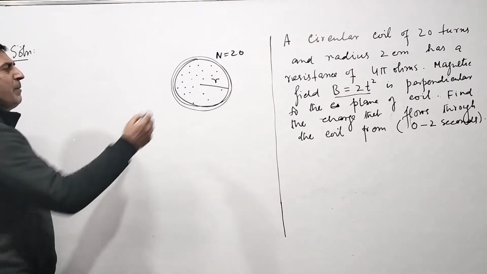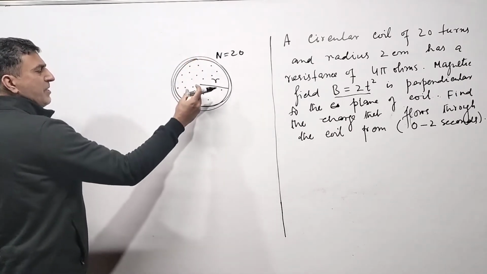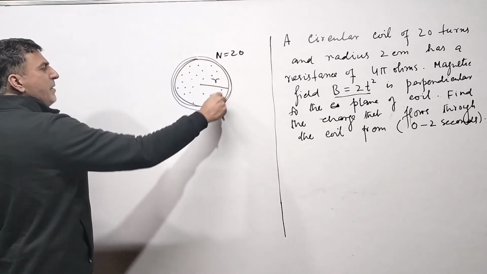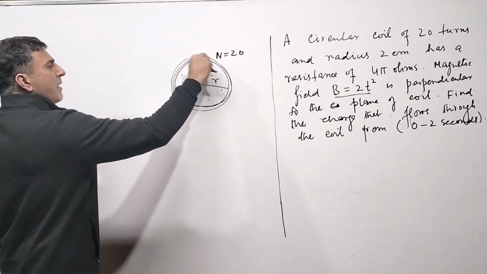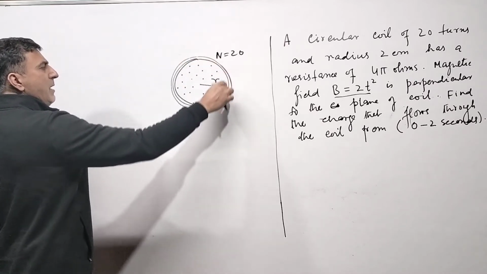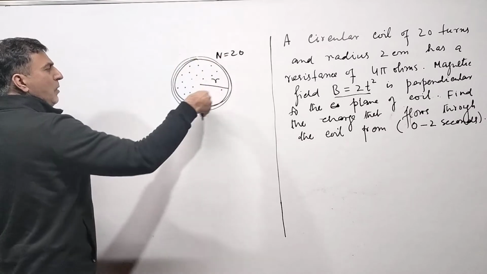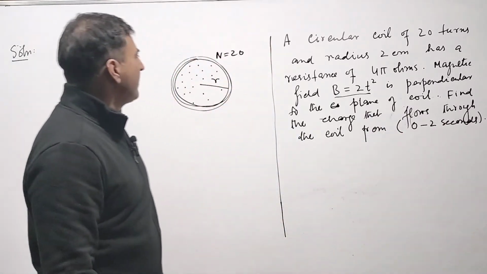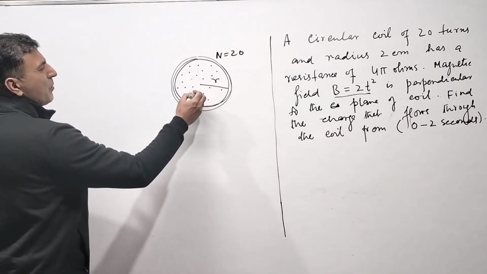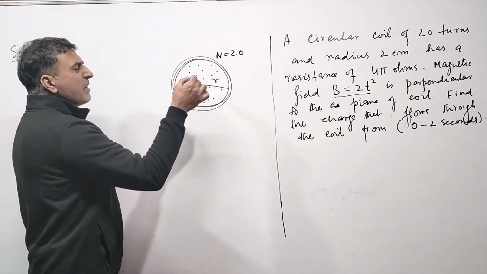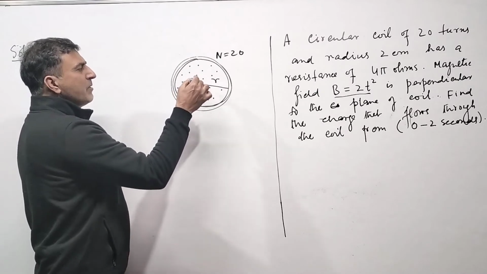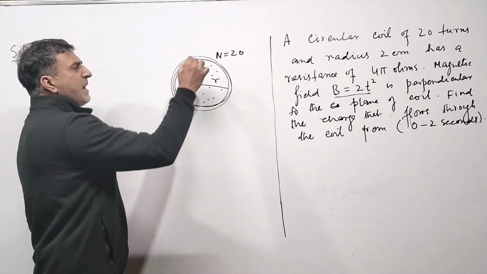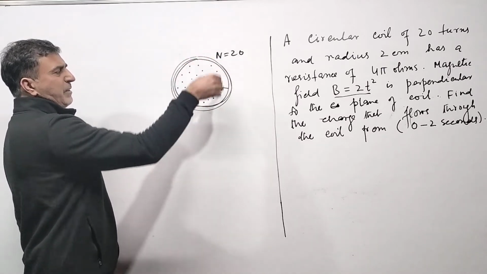So, if the magnetic field through this coil is changing in time, that will produce induced EMF in this coil. And that induced EMF will cause current to flow through this coil. When current flows, that means there is a charge flow. We have to find how much charge flows from 0 to 2 seconds. But here I want to tell you something more about when there is change in magnetic field. The change in magnetic field produces basically electric field in circles, tangential electric field, circular electric field.